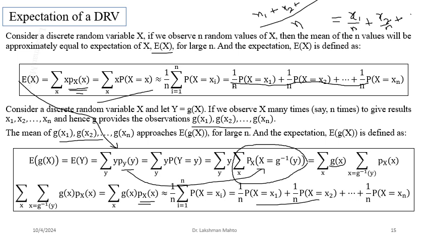This approach we call the expected value rule. It is a way to compute the expectation of a function of a random variable, EVR in short. In the next part of the lecture we will discuss a few examples in detail. Any questions till now?